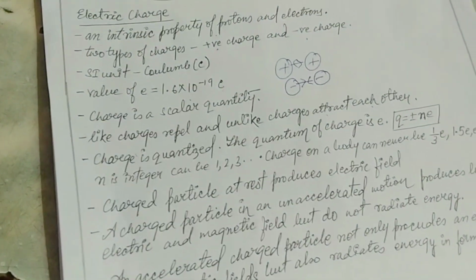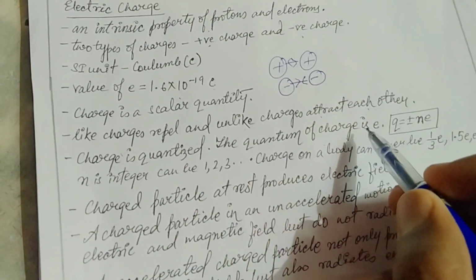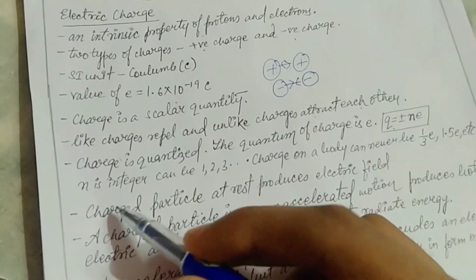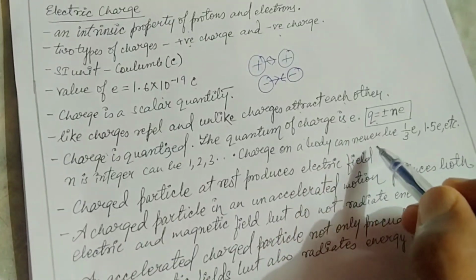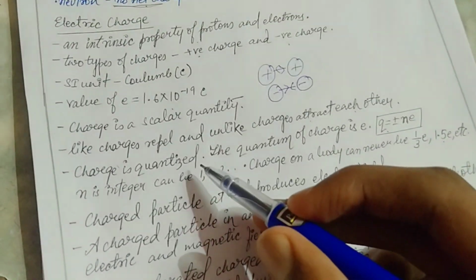Now, charge is quantized. The quantum of charge is e. Q is equal to plus minus ne, where n is an integer, which can be 1, 2, 3. Charge on a body can never be 1 by 3 e, 1.5 e, etc., because charge is quantized.